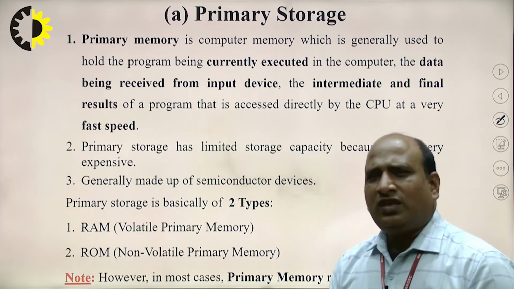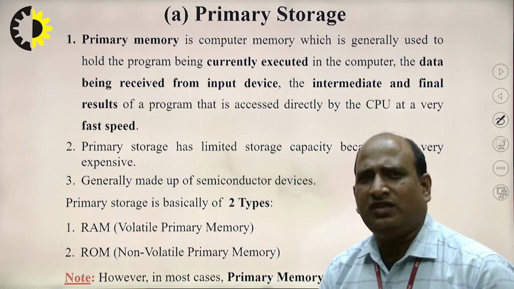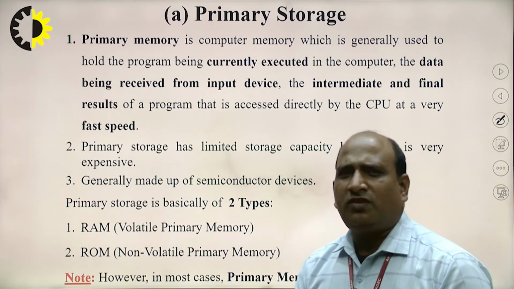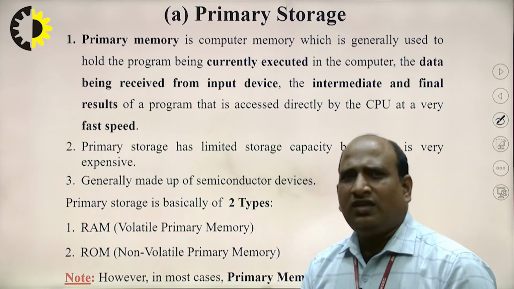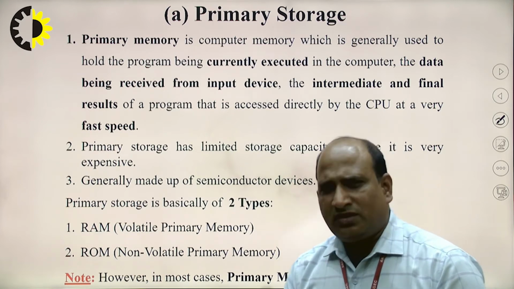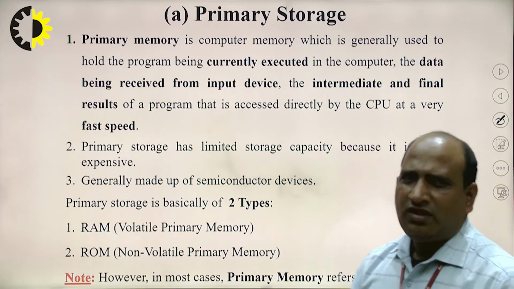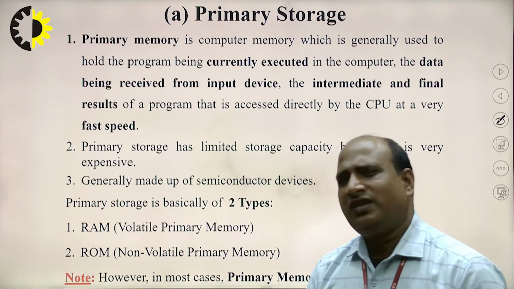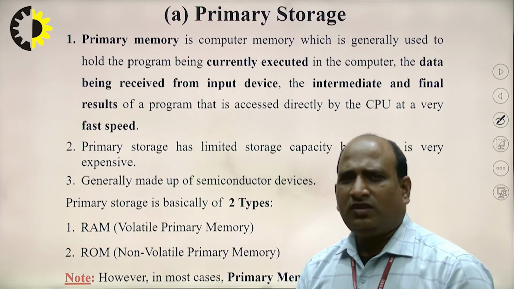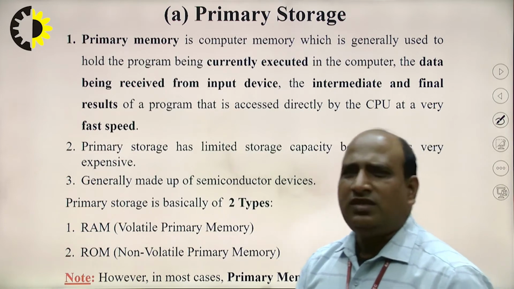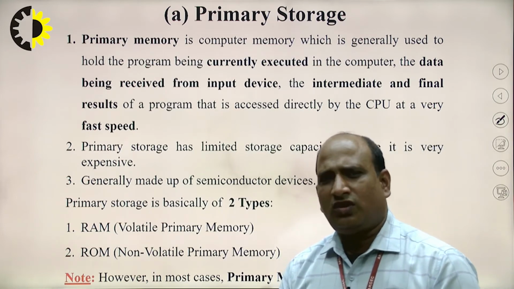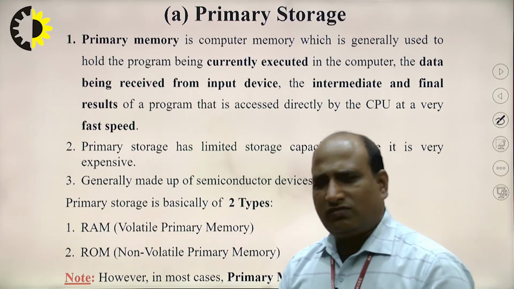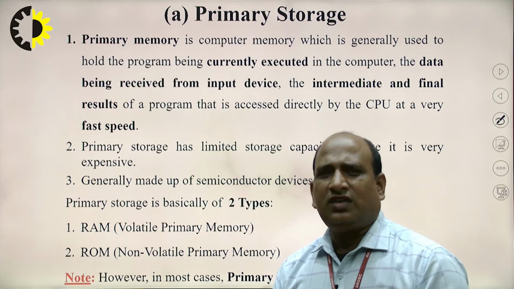Primary storage has limited capacity because it is very expensive. Generally, it is made up of semiconductor devices. It is of two types, RAM and ROM. RAM is called random access memory, that is also called read-write memory. ROM is, as the name suggests, read-only memory. There are certain ways to write it, but once the data is written, we just read the data.